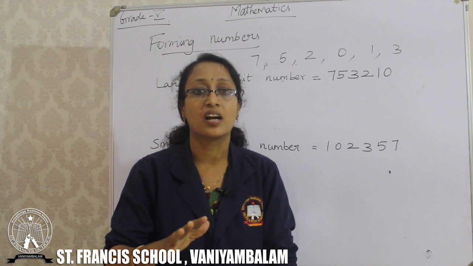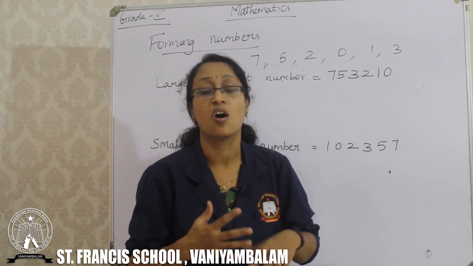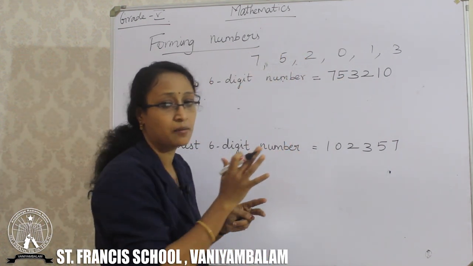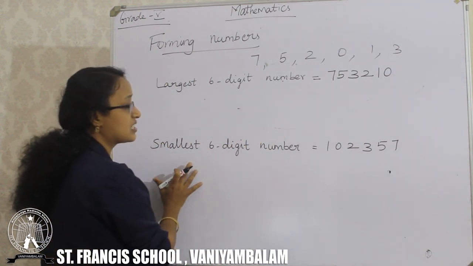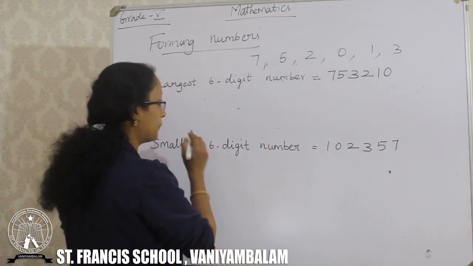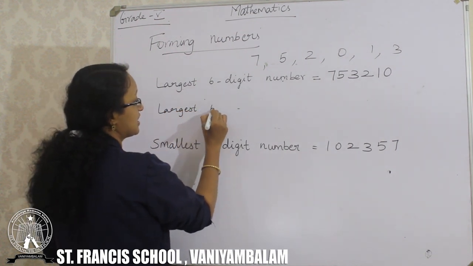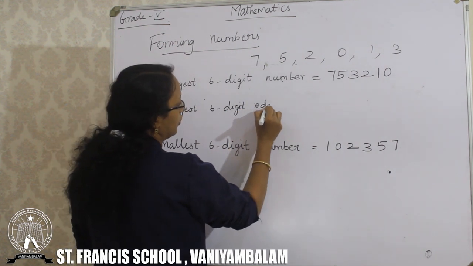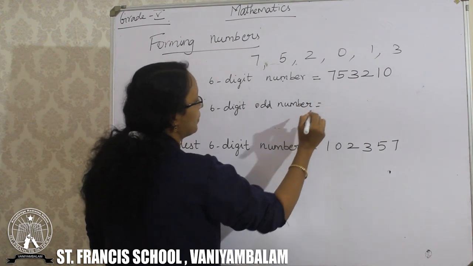Today we are also going to study odd and even numbers, the largest odd and even numbers. I am going to take the same 6 digits, and we know how to write the largest 6 digit and smallest 6 digit number. I am going to find the largest 6 digit odd number. How will you find it?